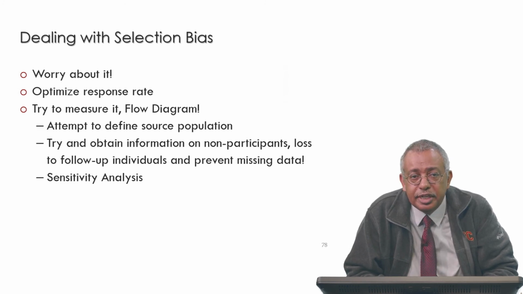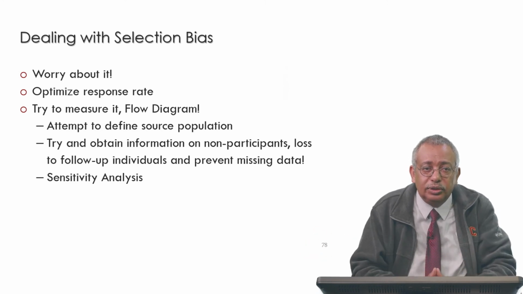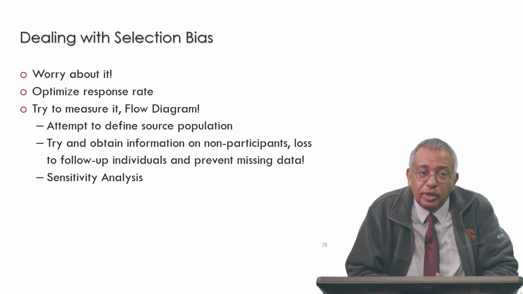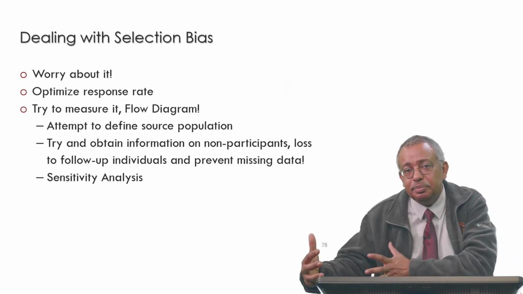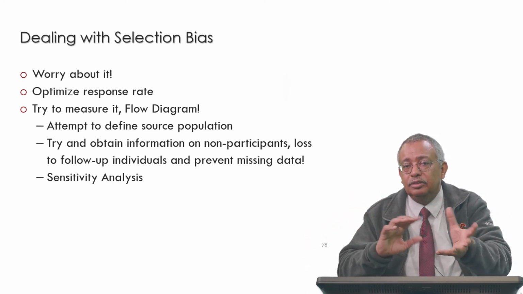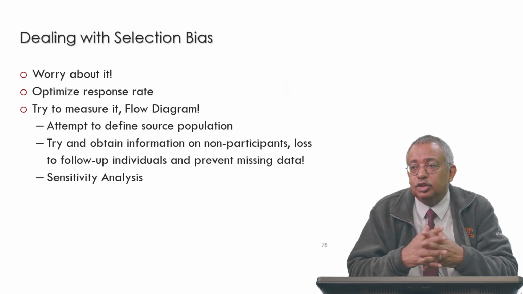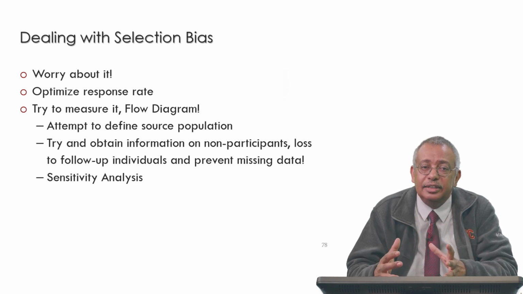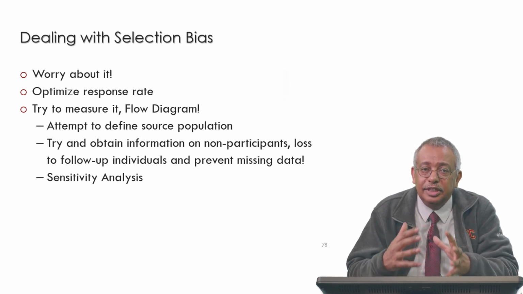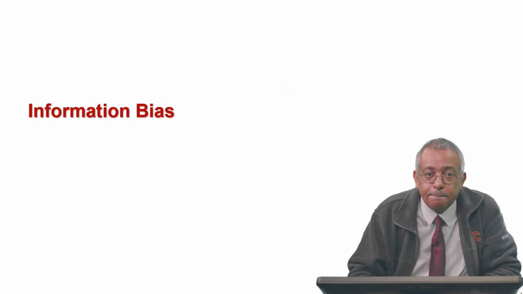And in order to avoid it, there are certain things that you can do. You have to try to optimize the response rate. You can also try to measure it, try to define the source population, try to obtain information on non-participants and loss to follow-up, and try to prevent missing data. Or at the very least, you should conduct a very thorough sensitivity analysis after your main analysis in order to see whether there is any source of bias in your findings that you should be aware of.